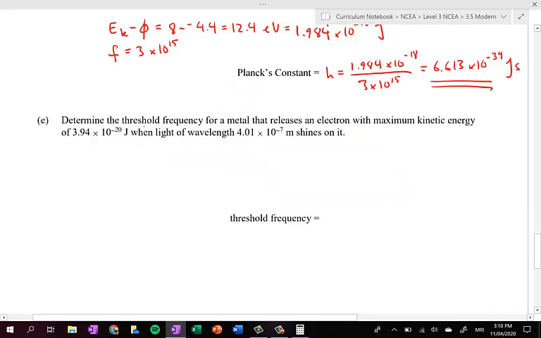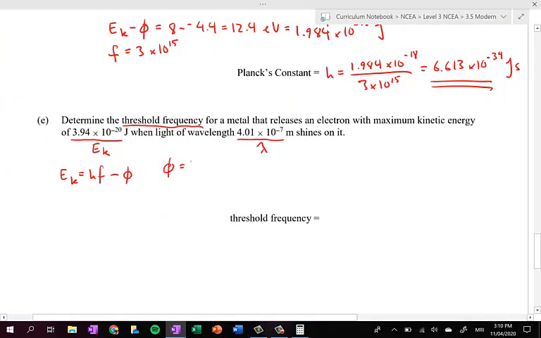Question E asks us to determine the threshold frequency for a metal that releases an electron with maximum kinetic energy of 3.94 times 10 to the negative 20 when light of wavelength 4.01 times 10 to the negative 7 shines on it. So this is Ek, and we have this number here, which is lambda, and we know that Ek is equal to hf minus phi. We're asked to find the threshold frequency, which is not already in here. But we know that the threshold frequency relates to phi.